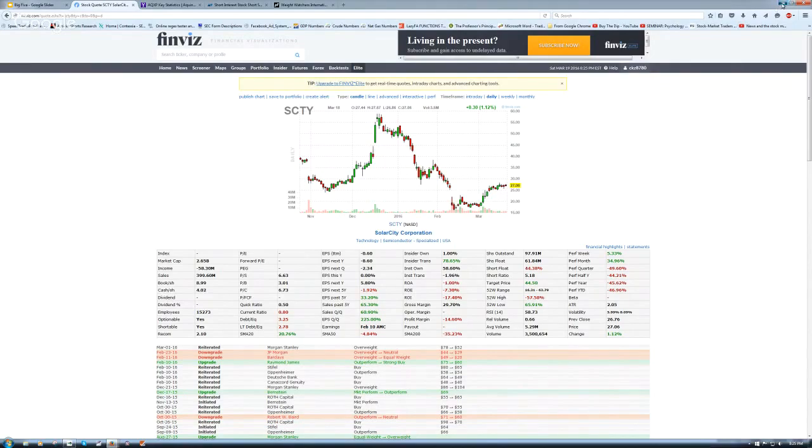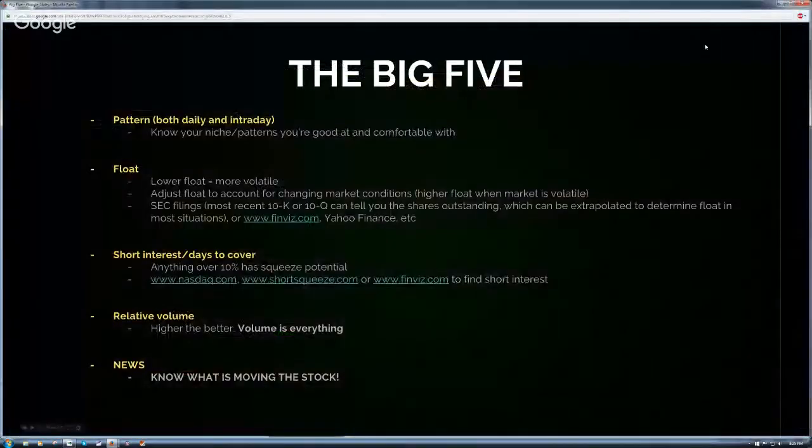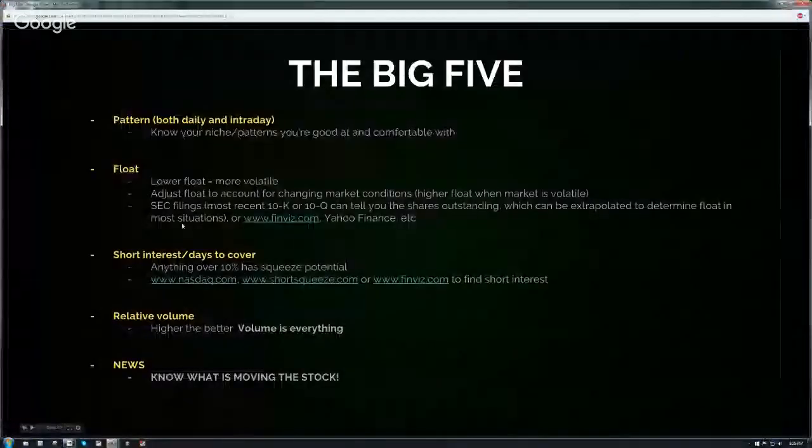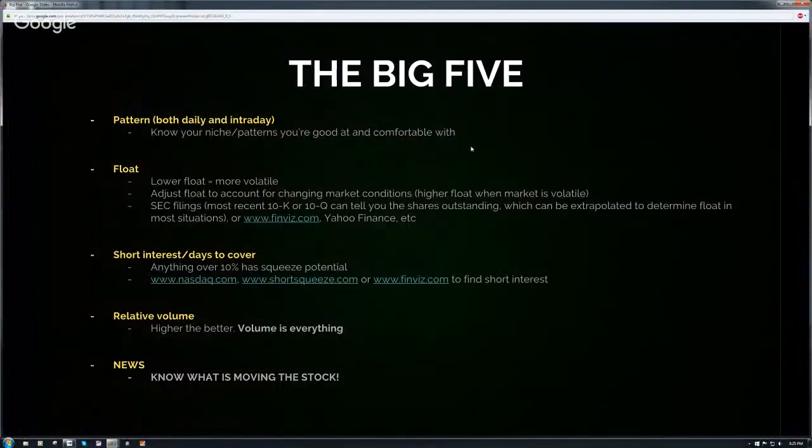So those are the first three. If you have questions on these things, feel free, just type them in the chat and we will get to them at the end. Number 4, relative volume. So we have volume, right? Everybody knows what volume is. If you trade stocks, volume is the number of shares that change hands that day, right? So daily volume is the number of shares that changed hands that day.